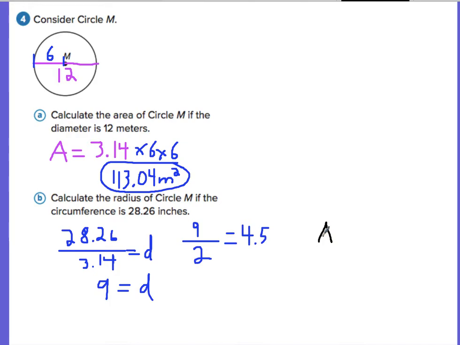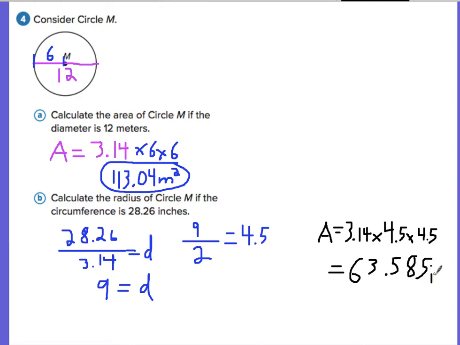So area is going to be pi times radius times radius. So 3.14 for pi. So times 4.5 times 4.5. So I get 63.585. And that's going to be in inches squared because it's an area.